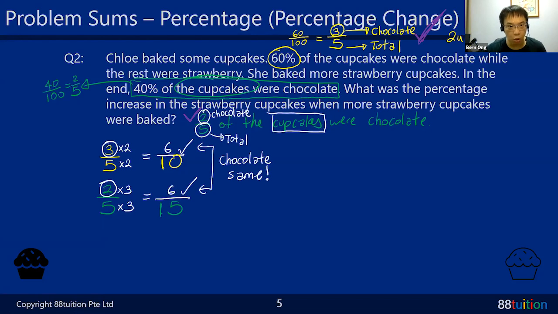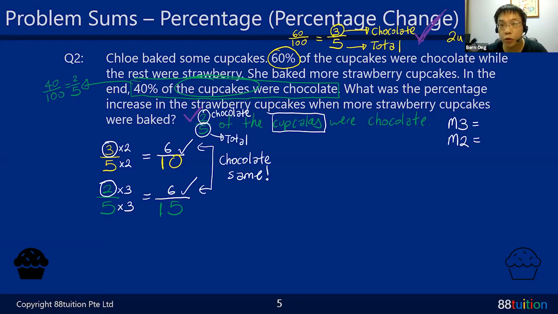Chloe, why must times 2? Because I want a numerator of 6. All right, 3 and 2. What is the multiple of 3 and the multiple of 2? What's the meaning of multiple? Multiple means timetable.